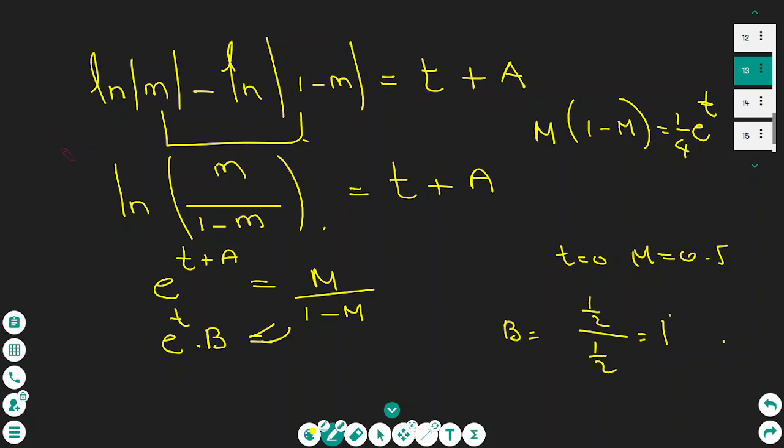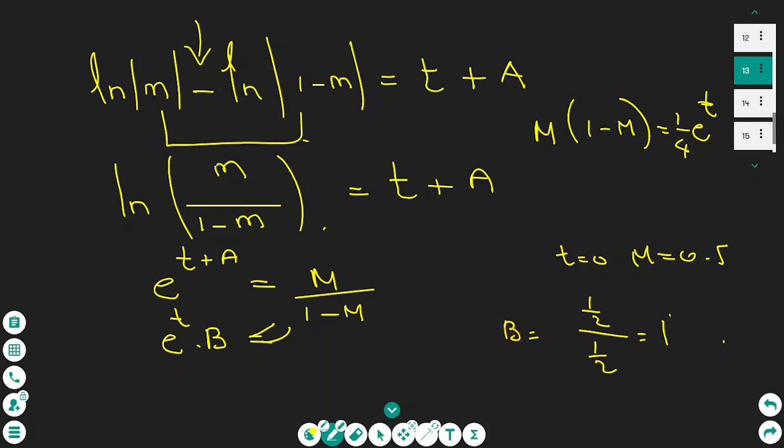The next thing to do is I use the property of ln. I make it a fraction because of the negative sign. So I have ln of m over 1 minus m equals t plus a. And using the exponentials, e to the power of t plus a equals m over 1 minus m. And I separate the exponential and make it b times e to the power of t.